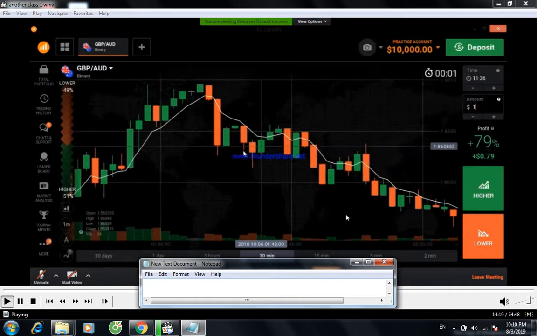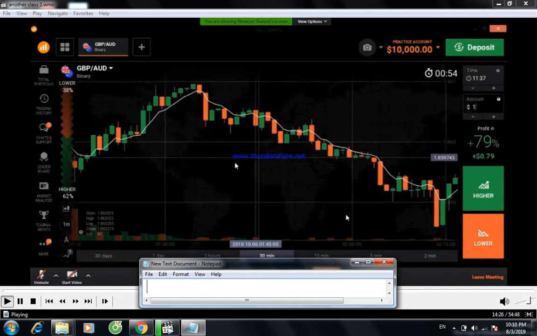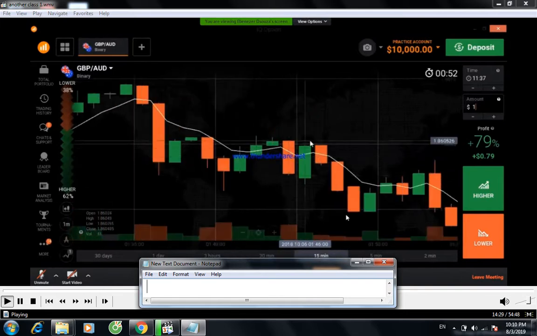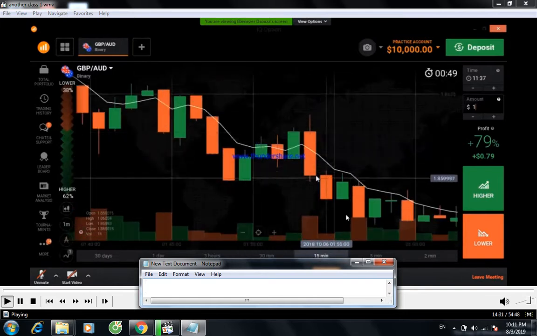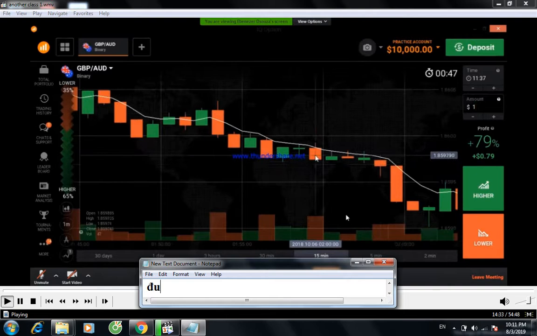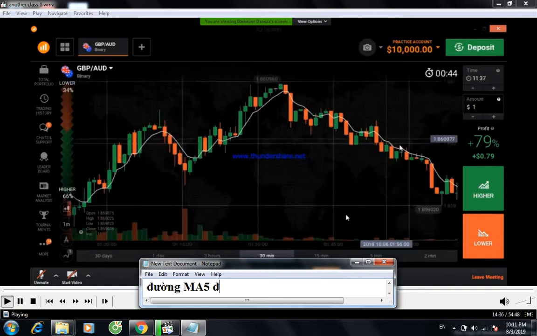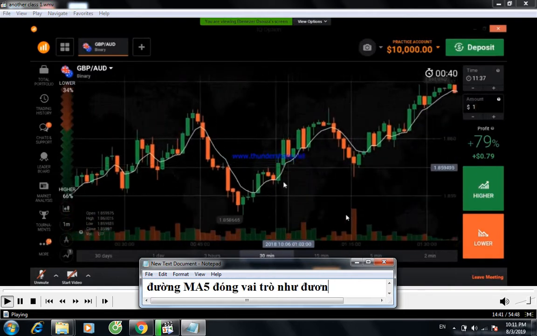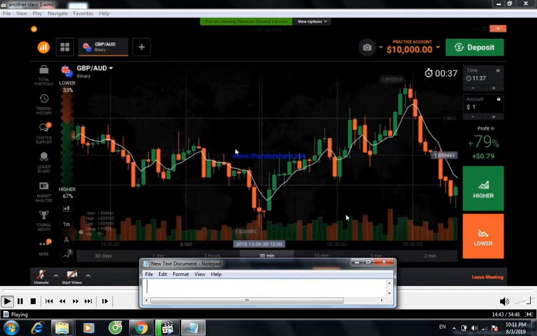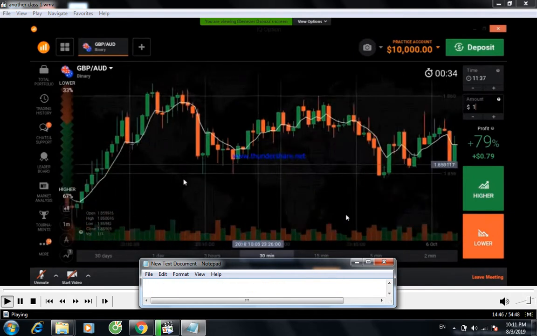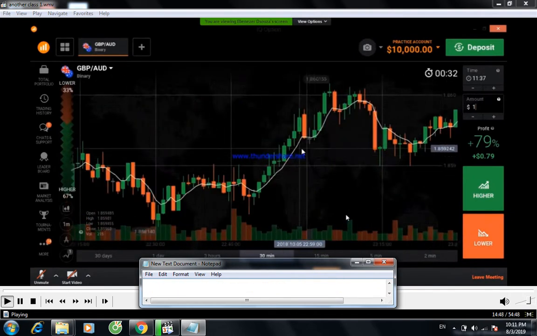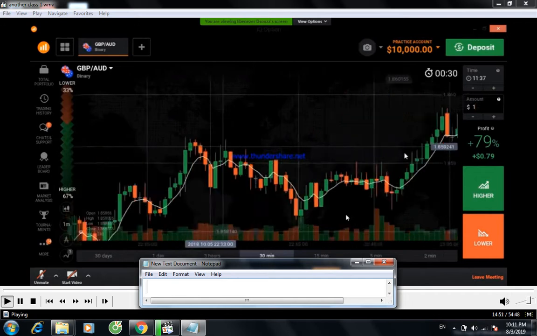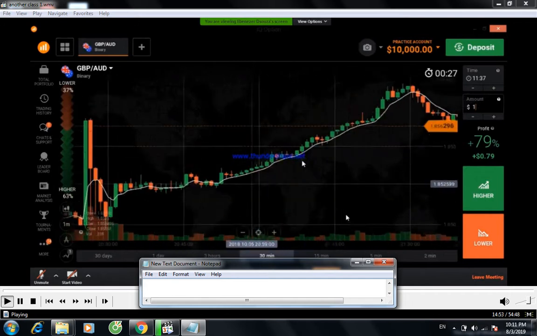Okay, it breaks this level, but double bottom, I think. Breaks again, it reversed from the same level. Okay, again it reversed. When market comes to this level, it is reversing here also. So in trends, it will help you to identify the right entry point.